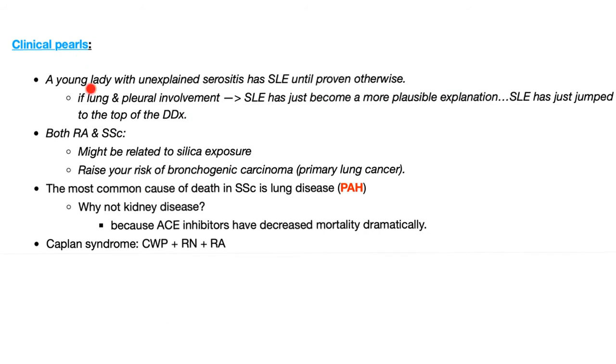Some clinical pearls. Young lady with unexplained histiocytosis has lupus until proven otherwise. If you find involvement of lung and pleura in this lady, lupus has just become a more plausible explanation. Lupus has just jumped to the top of the differential diagnosis.